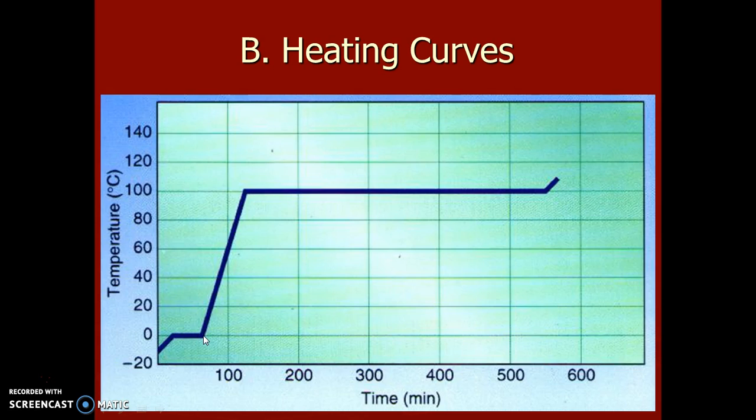And then once the ice was melted and you had all liquid water, that's when you saw an increase in temperature, only after all the ice was melted at this point. And then it increased in temperature up to the boiling point. And then once we reached the boiling point, that temperature remained constant. Now, here's why.